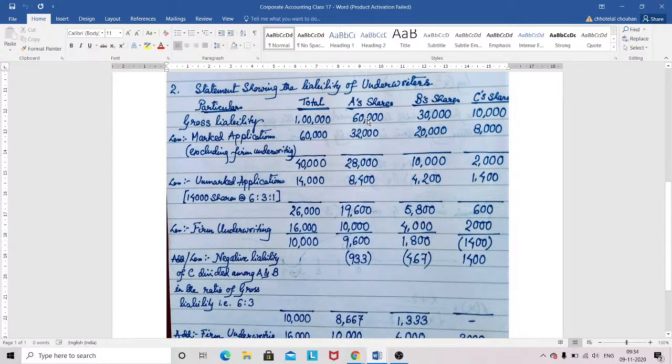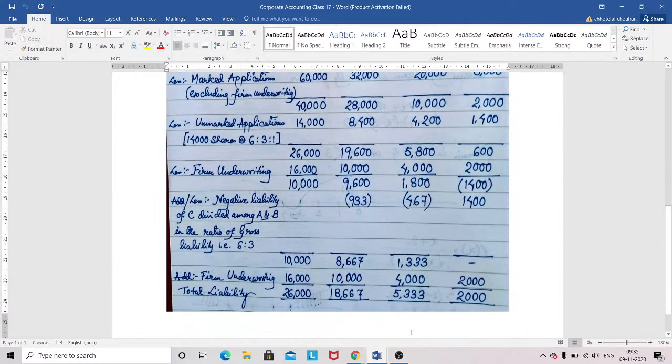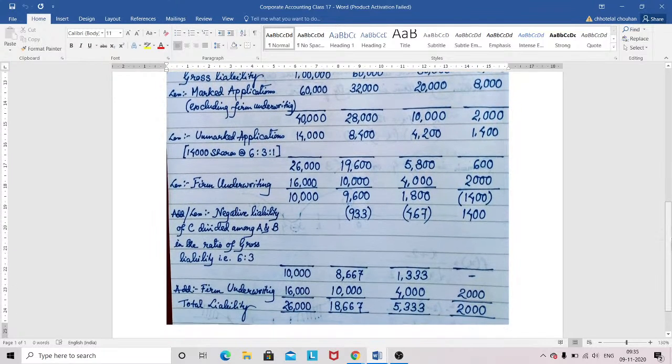The ratio is 6:3 actually, or rather you can say that 2:1. So if I divide that particular negative amount into 2:1, the net liability actually becomes, for A 8,667, and 1,333 for B.